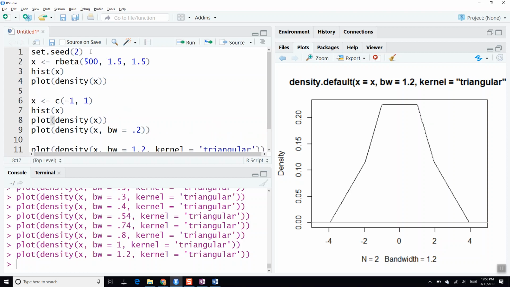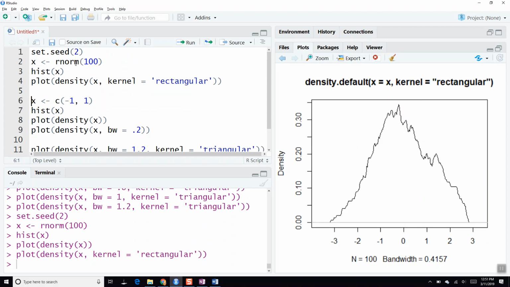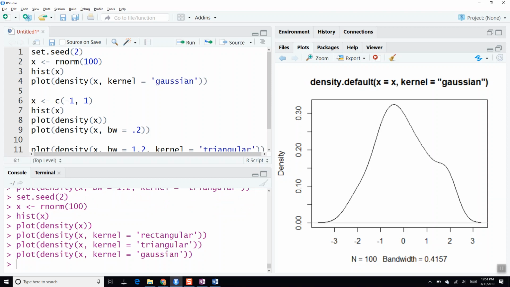If I did the same thing with rnorm 100, here's our density plot, and I can just do kernel equals rectangular. It's going to be a lot more jagged, because you have all of these little rectangular things being added up. Triangular ends up smoothing out because they have smoothed out edges. The default is the Gaussian, which smooths things out.